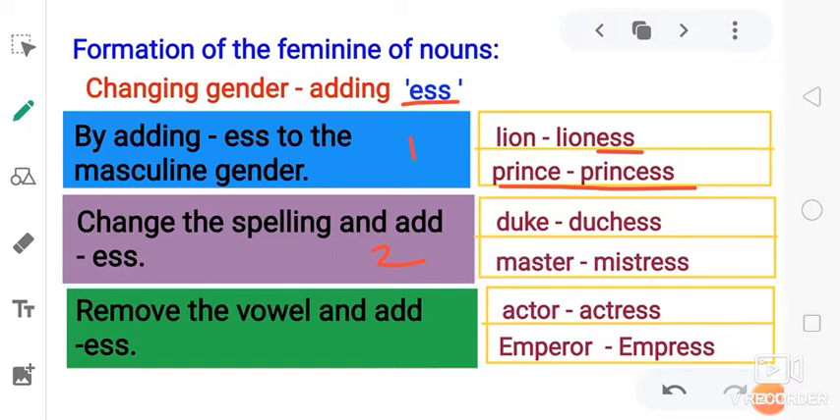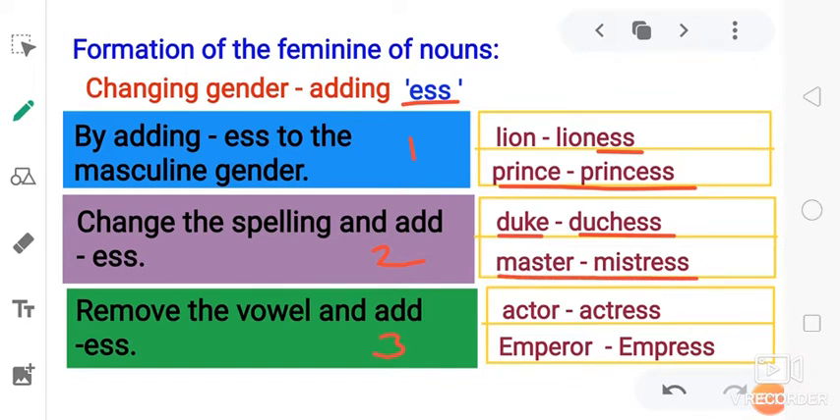The second rule: change the spelling and add ESS. Duke. In Duke, we have changed some spelling and then added ESS. Duke will change into Duchess. Master will change into mistress.